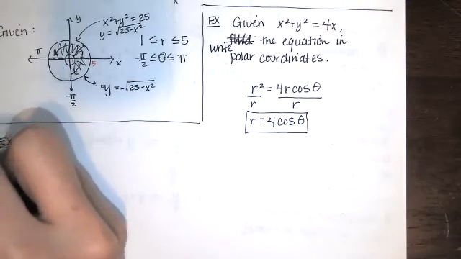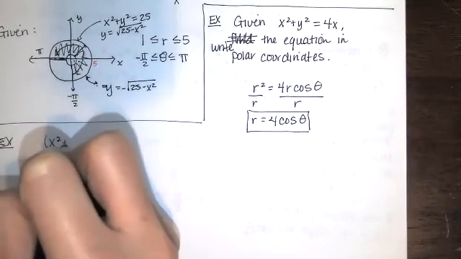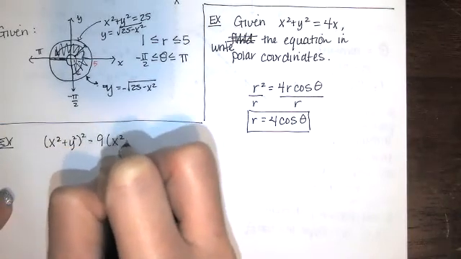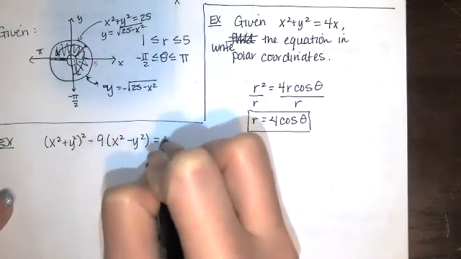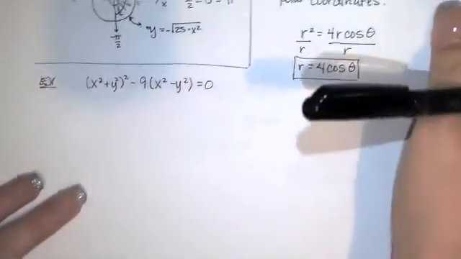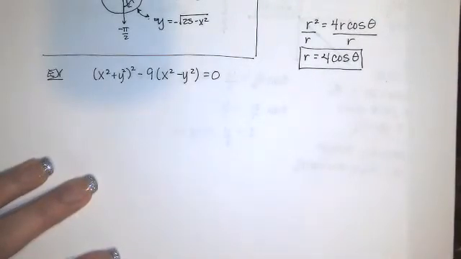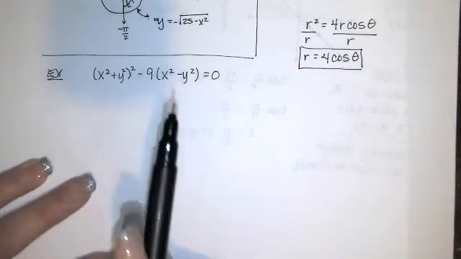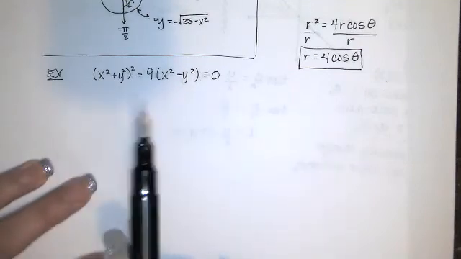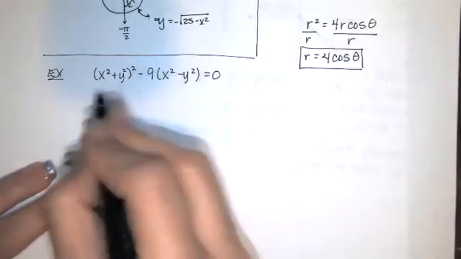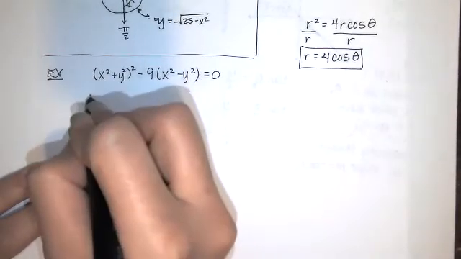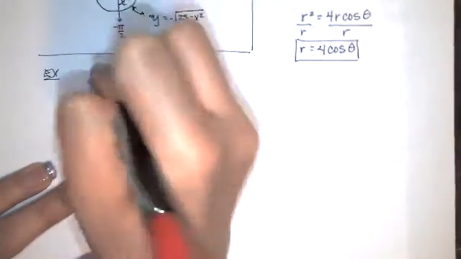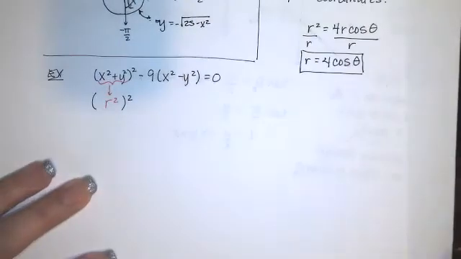Let's do another one. Let's say someone gives you x squared plus y squared, quantity squared, minus 9 times x squared minus y squared equals 0. Now remember, x is r cosine of theta, y is r sine theta, and every x squared plus y squared simplifies to r squared. So if I'm trying to write this in polar coordinates, I can replace x squared plus y squared with r squared. So all of that is equal to r squared.